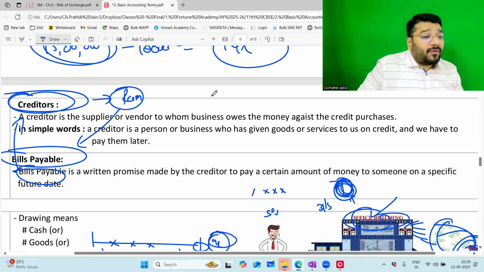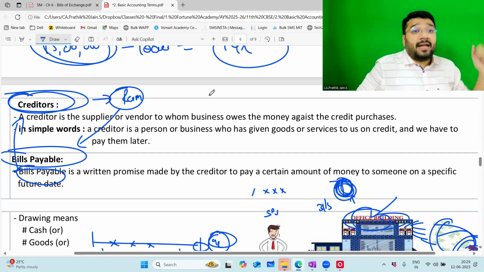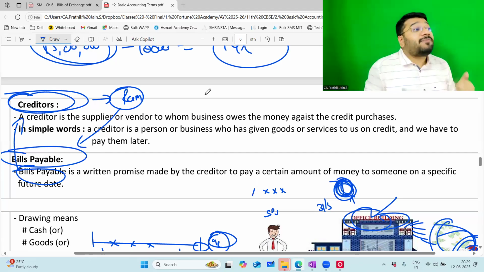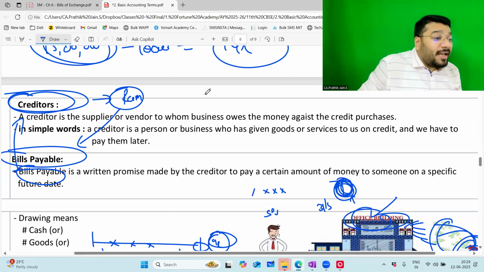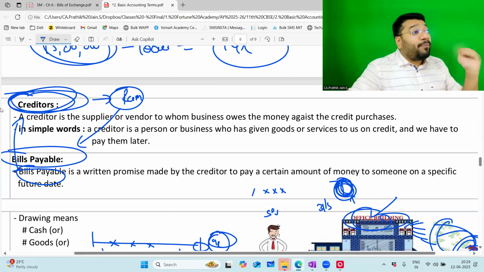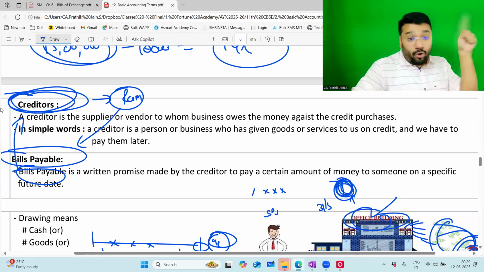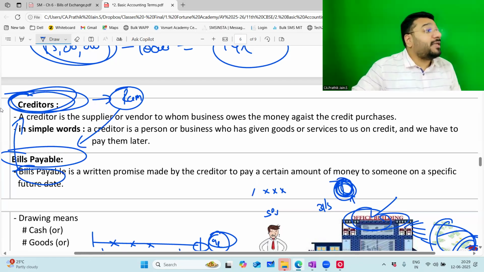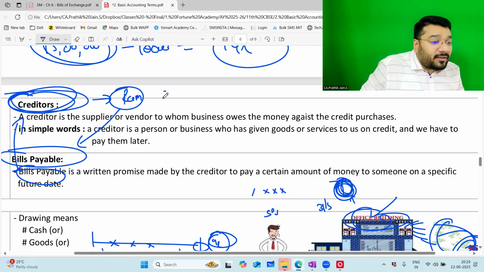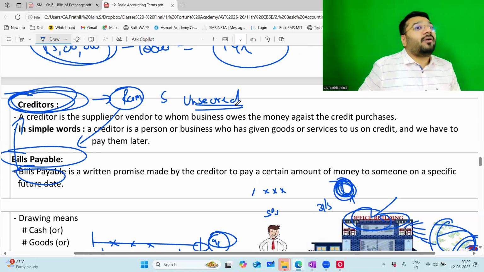In the case of the dealing between the business and the creditor, there is no written promise from the creditor that I'll pakka pay the money in future. So the creditor does not give a promise in writing that yes, I'll pay this much money in future. If I don't pay, you drag me to the court and recover the money through court proceedings. He does not give that in writing. So this creditor is unsecured to me. I feel scared of this creditor.